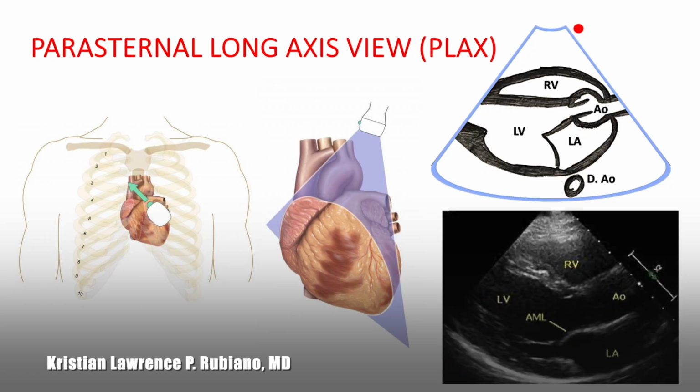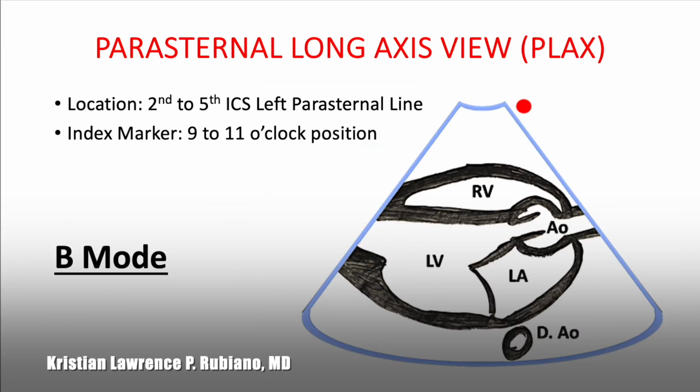Next is the parasternal long axis view, or what we call PLAX. PLAX is obtained by positioning the ultrasound transducer along the left sternal border, typically at the third or fourth or even fifth intercostal space, depending on the cardiac size, with the index marker at the 9 to 11 o'clock position, ensuring that you visualize the parallel axis of the aorta.